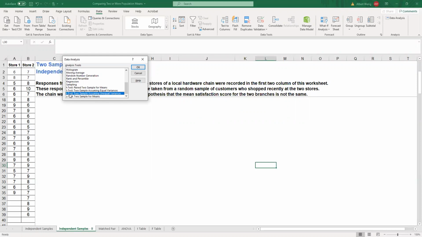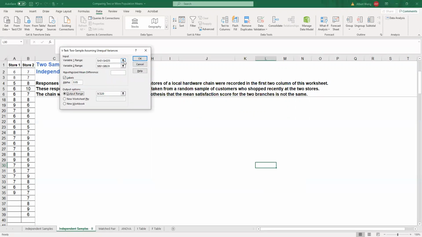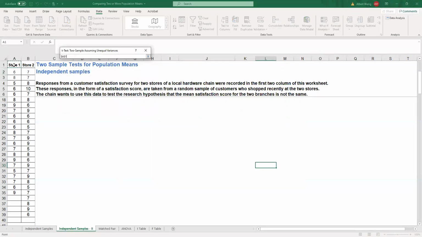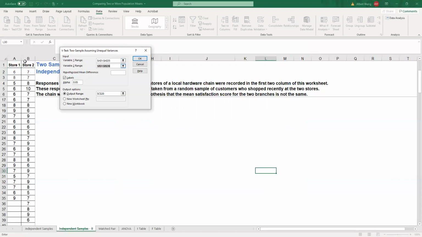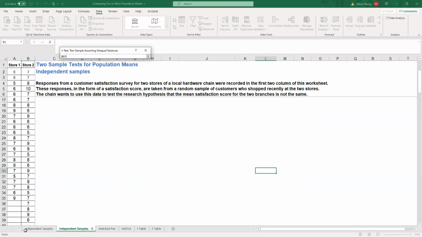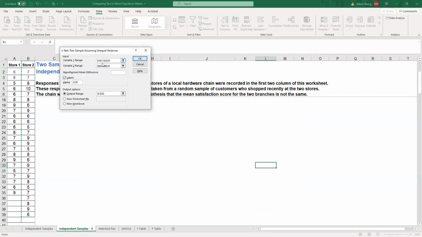So we should actually use the t-test two-sample assuming unequal variances. That's the program, and it corresponds to what we just did. So we click OK. All you have to do is specify the data. The first set of data is from A1 to A35, and the second set of data is from B1 to B39, right? And then, just like any other data analysis add-in program, you need to fill in the input.